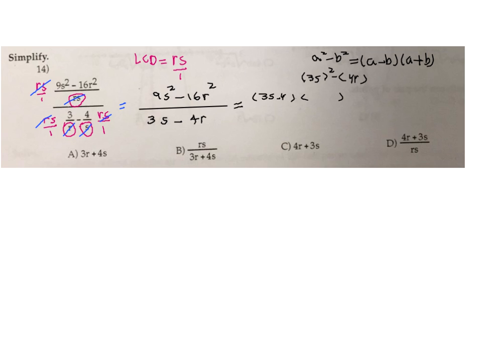So this would factor into 3s minus 4r, 3s plus 4r, right? Over what? And we got 3s minus 4r. So I can reduce something here, right? What can I reduce? I can reduce 3s minus 4r. There you go. So the whole thing would be equal to what? 3s plus 4r. Do we have that option here? Yes, A. 3s, oh yeah, 3s plus 4r. Not that one. The correct answer would be C.